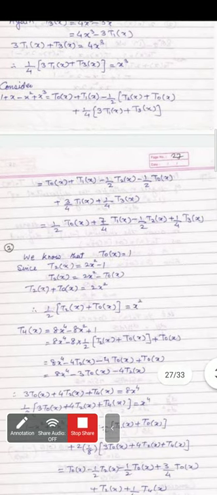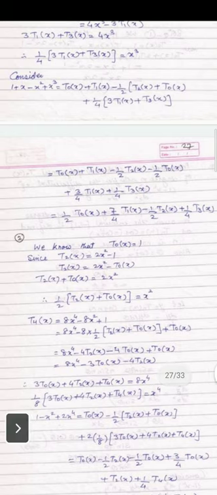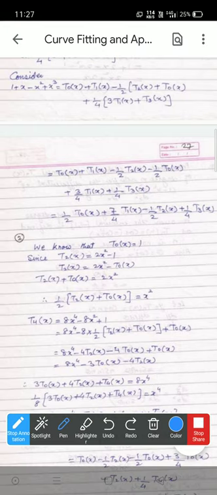Similarly, solve another example also. Consider 1 + x - x² + x³. We have to find the value of 1 + x - x² + x³. So this 1 is equal to T0(x). x is equal to T1(x). This x² is equal to 1/2 (T2(x) + T0(x)). Jo humne upar nikale, poore values rakhna hai. Plus this x³ is equal to 1/4 (3T1(x) + T3(x)).